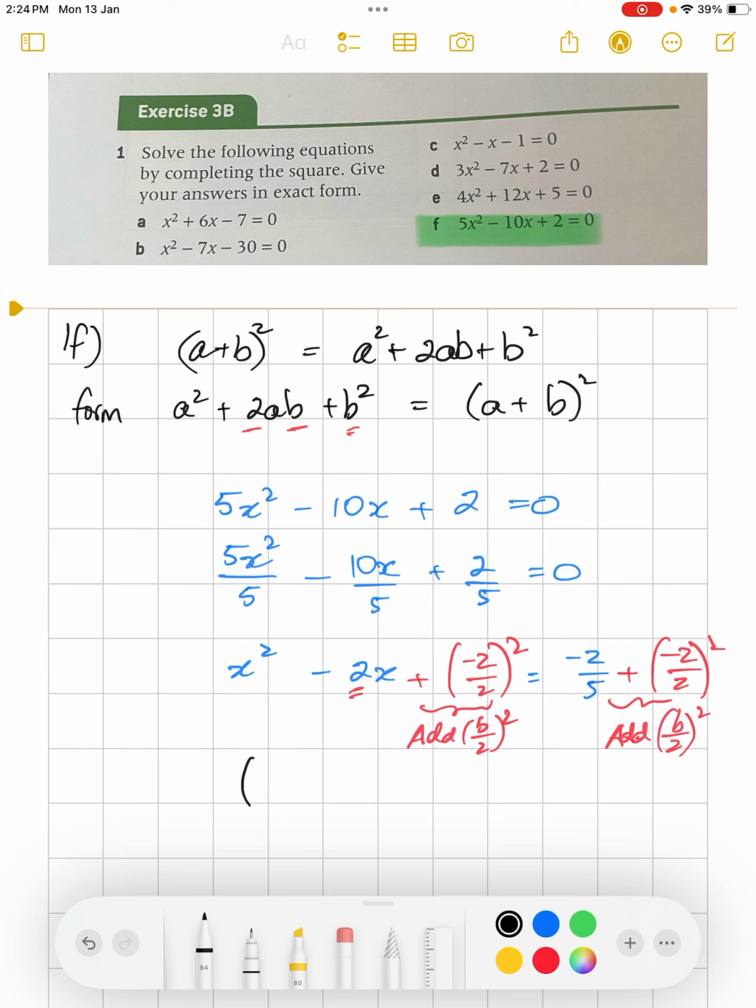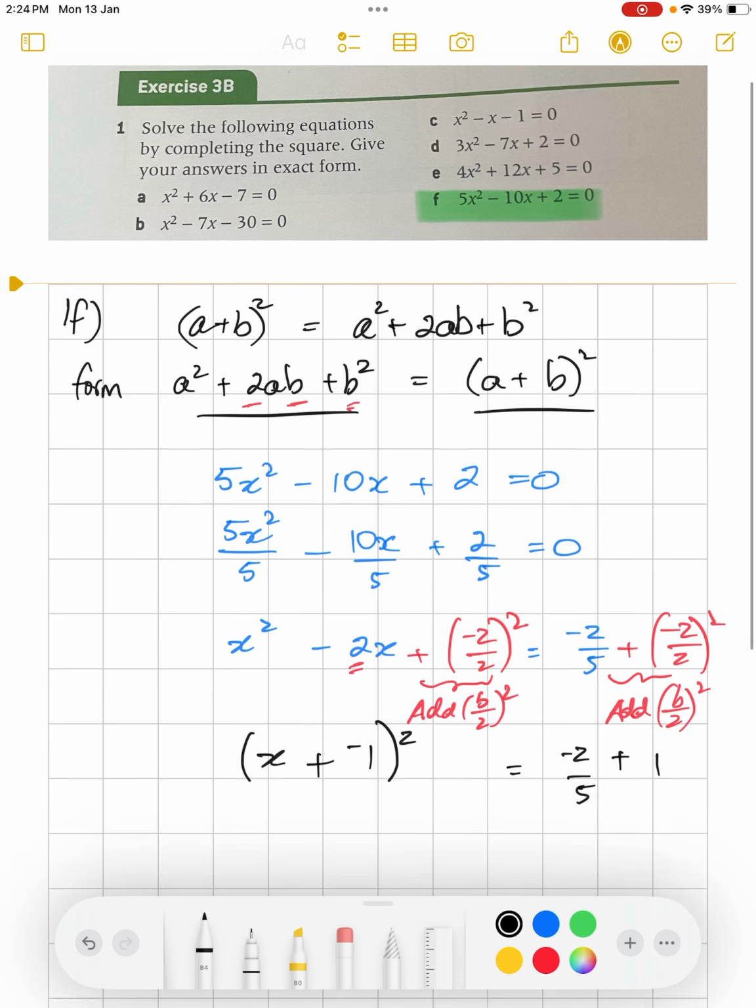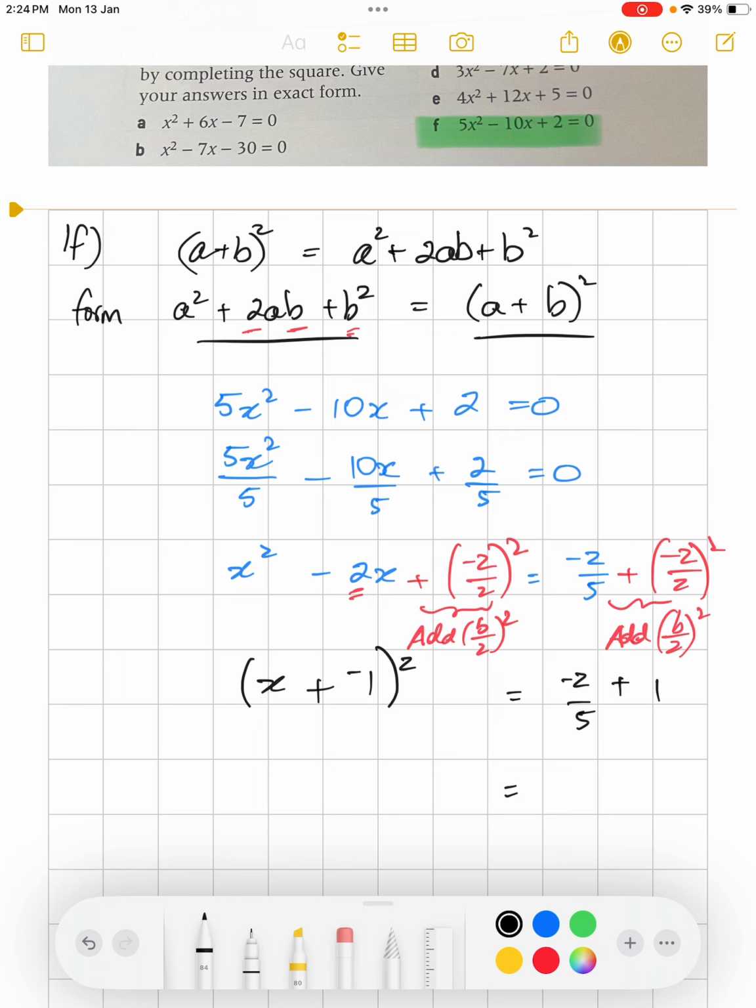So now we replace this with, we've got it in this form, x squared, 2ab is like 2 times 1 times x, and that's plus 1 squared. It's a negative 1 actually. It's important. And there it is. Now on the right hand side we've got negative 2/5 plus 1 squared is 1. Or negative 1 squared is still 1. And by the way, just working that out, negative 2/5 plus 5/5, that's 3/5.